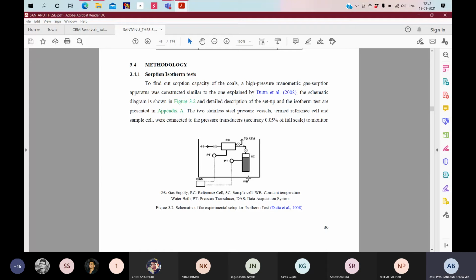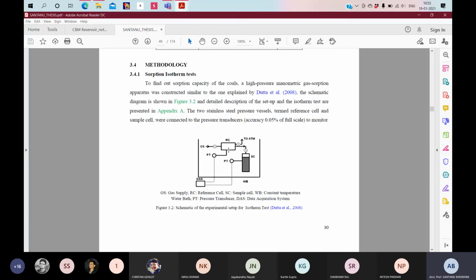Okay, then also there is a change in the graph. That means it is very sensitive to the temperature and gas compressibility factor. So what we are going to do with the gas cylinder, we are going to give some amount of gas in the reference cell first. At the first point, the sample cell does not have any gas. So the initial condition is: the reference cell has some gas, and the sample cell has only the coal sample.